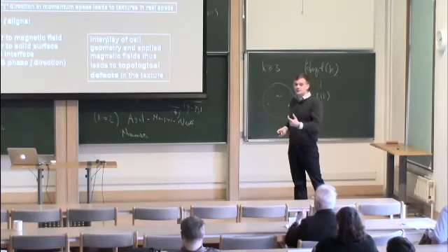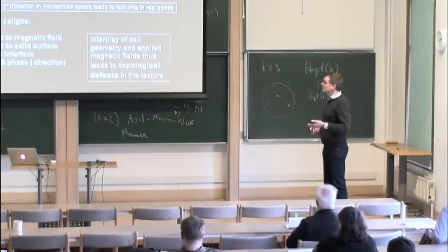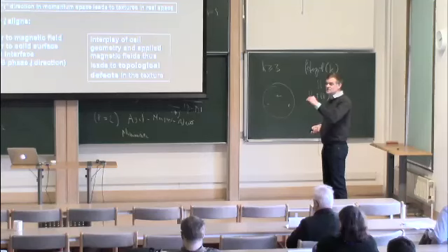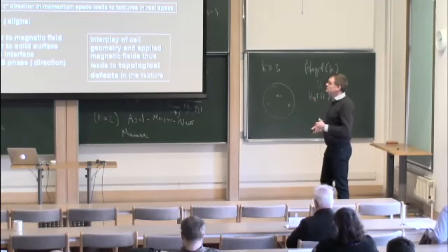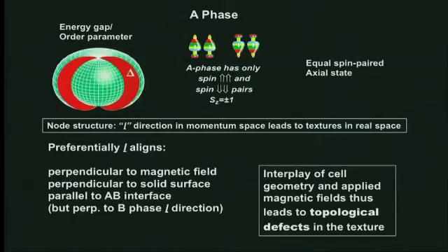And we can play with this L texture. It likes to lie perpendicular to a magnetic field. It lies perpendicular to a solid surface. It also lies parallel to the interface between the A phase and the B phase, which I'll come on to later. So it turns out it's impossible to fill an ordinary container with the A phase of helium-3 and satisfy all the textural constraints without there being at least one defect in that L texture.